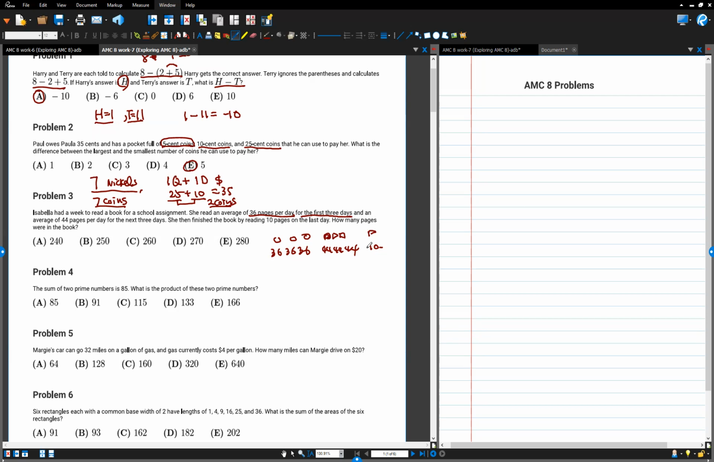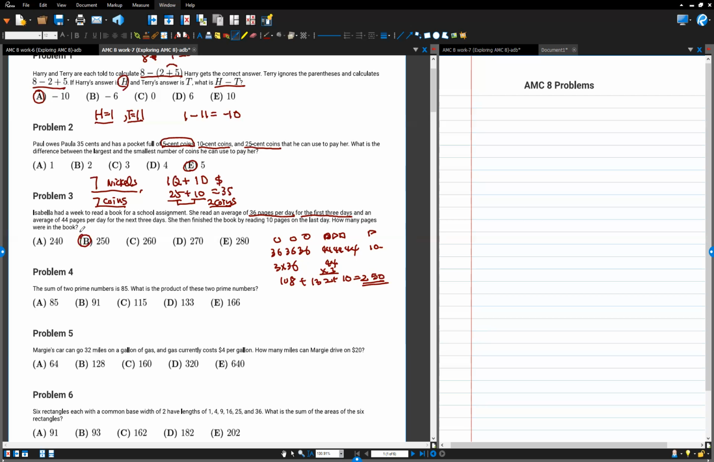Okay, can you find the number of pages in the book? I got B. Yeah, B is correct, right? You can add them up. 3 times 36 is 108. 44 times 3 is 132, and another 10. Add them up, what is it? 250, right? Okay, very good.